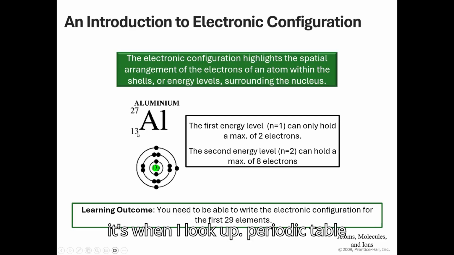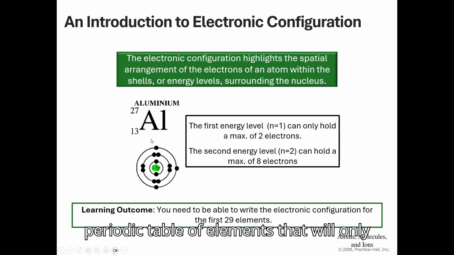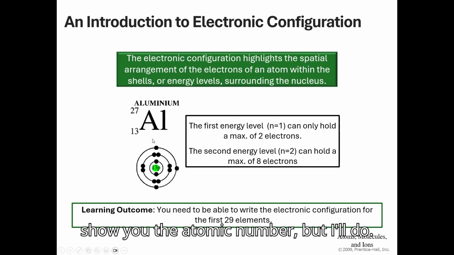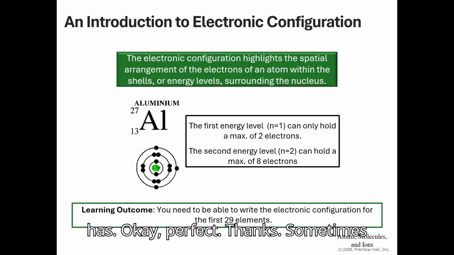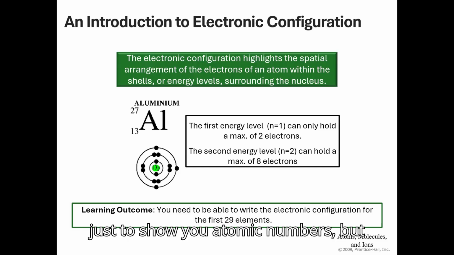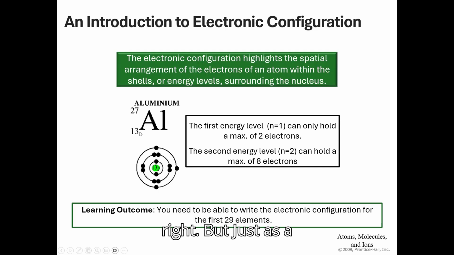Yeah, just when I look up periodic tables, it's only giving me one of those numbers, the atomic number. Oh, I see. Unless there are some periodic tables of elements that will only show you the atomic number. What I'll do, just so you have it on Moodle, is give you an example that has both. Sometimes it's just going to simplify down to show you atomic numbers, but we're going to need both of them. But just as a pure example, that's how you would calculate it.